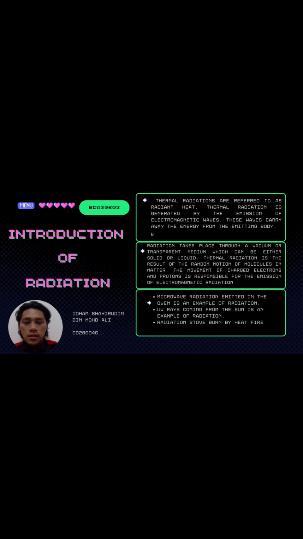So these are three types of radiation that can happen in our real life. The first one is the microwave radiation emitted in the oven. This is one example of radiation. The second one is UV rays coming from the sun, which is another example of radiation.